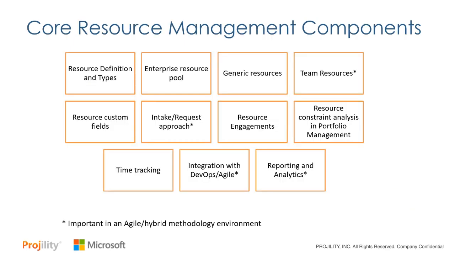And within PPM, we've got 11 or 12 different unique functional areas that can be deployed to support these requirements. And the ones with the stars next to them are really, really important when it comes to Agile or any kind of hybrid methodology. So I'm going to go through those here in detail. We just wanted to let you know there's different pieces. It's not just turn on resource management and go.